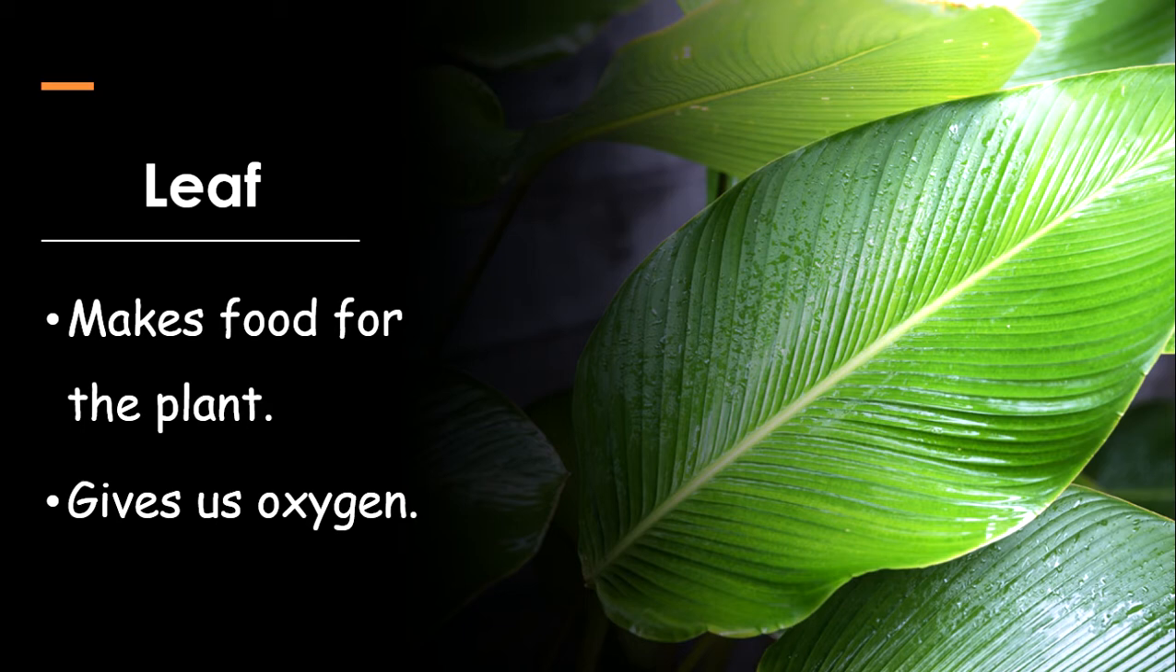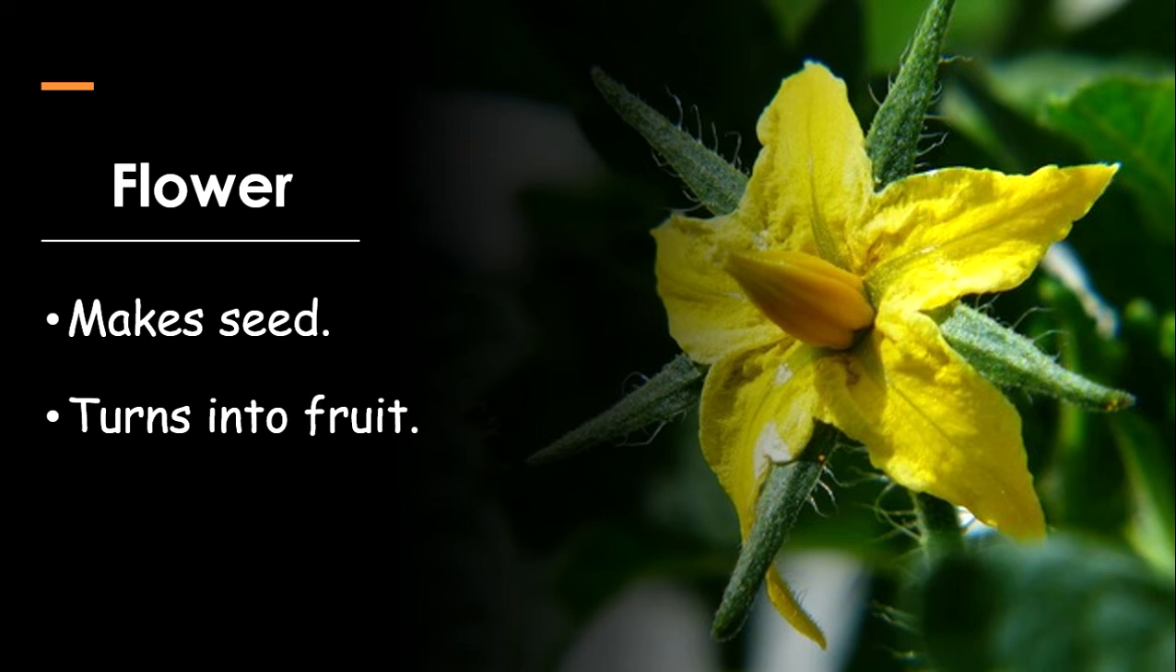Now let's look at the next part of the plant. We have the flower. Have you ever seen a flower on a plant before? What color was it? Did it smell good? Some flowers smell good, others smell kind of stinky, right? So the flower now, here I actually have a tomato blossom. Some flowers we refer to as blossoms, and these blossoms make seeds. The flower makes seeds and also turns into a fruit. So this tomato blossom would eventually turn into a fruit.